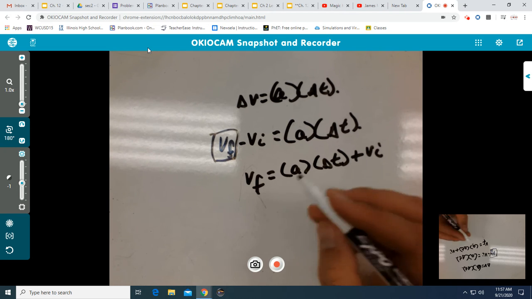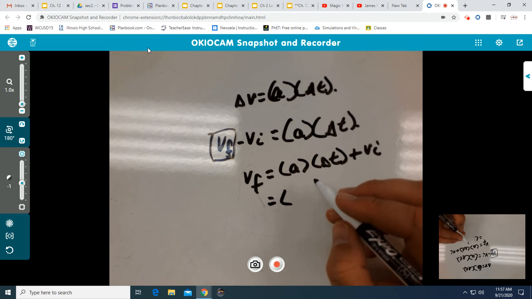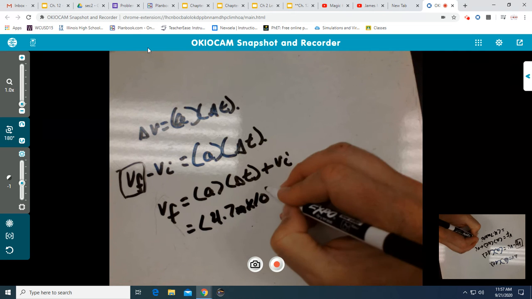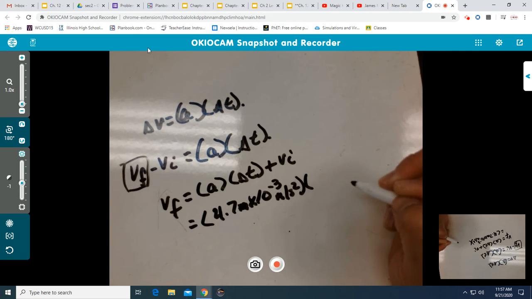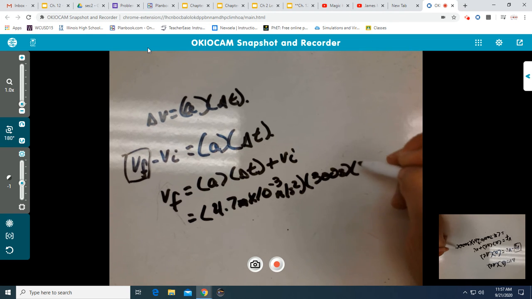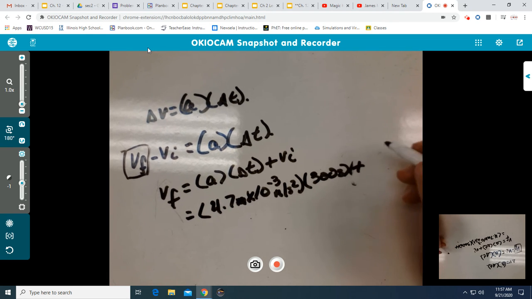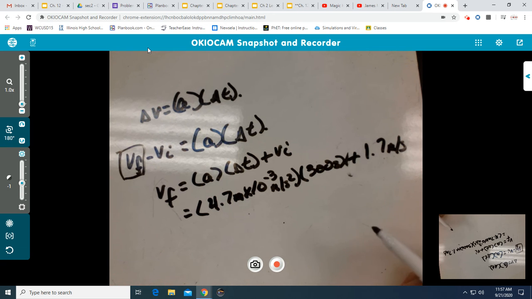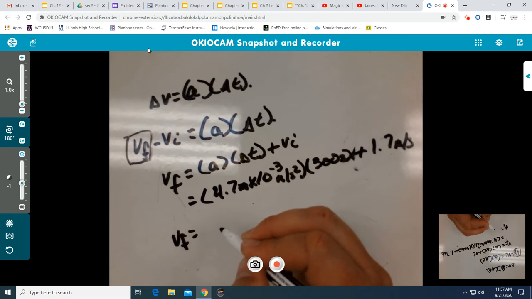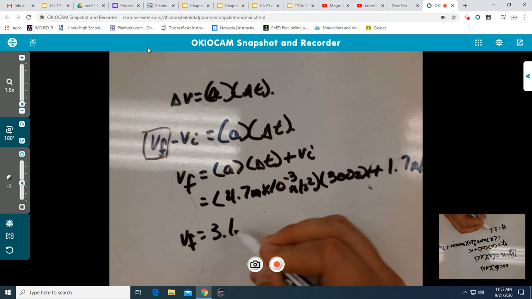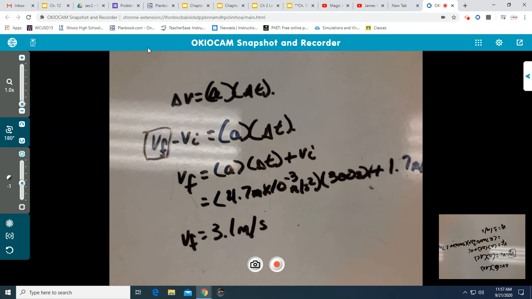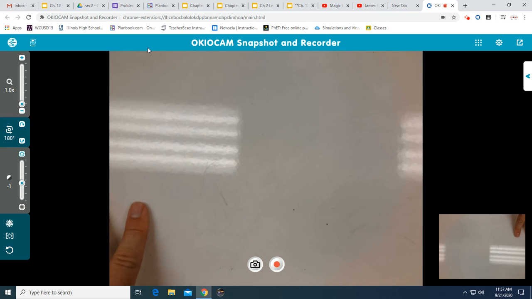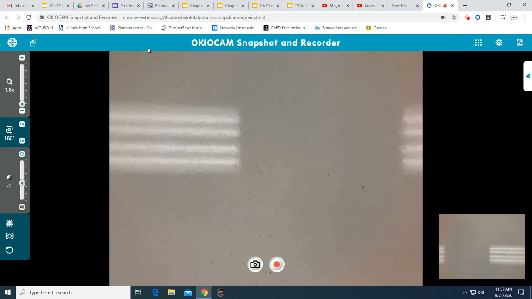And so we know that our acceleration is 4.7 times 10 to the negative third meters per second squared, multiplied by 300 seconds. And then we add vi, which is 1.7 meters per second. Do the math where necessary, and you get a final velocity of 3.1 meters per second. So again, we can solve for anything that is part of these formulas. All right, last one, going back to number 4 here.